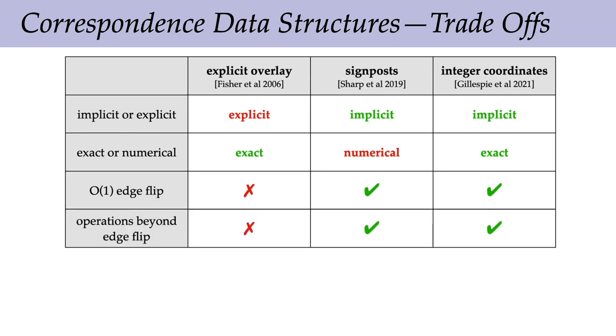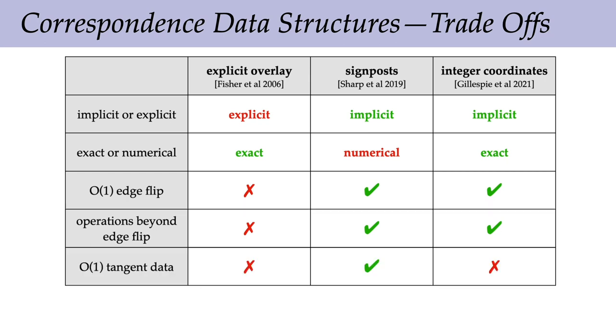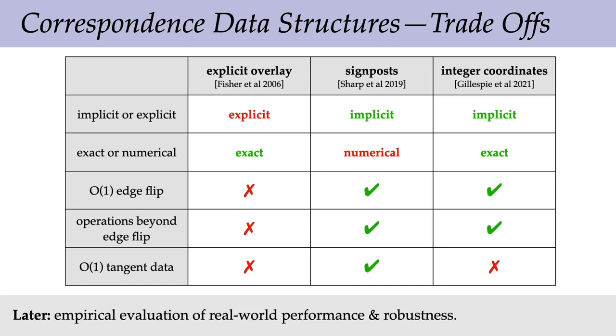Signposts and integer coordinates are able to implement operations beyond edge flip, or at least it's known how to do it. And also, we didn't really talk about it, but if you want to transfer tangent data, which is useful for vector field processing, signposts are a very natural data structure because you have a coordinate system for tangent vectors, whereas in these other data structures, you don't. Okay, so no one data structure does it all. Probably the best thing would be something like a hybrid between signposts and integer coordinates. Later on, we're going to see an empirical evaluation of the real-world performance and robustness of these different data structures.